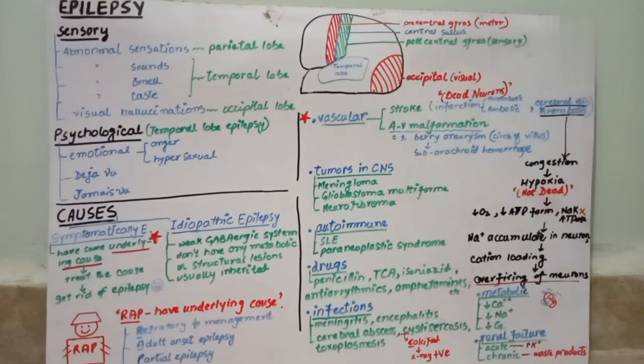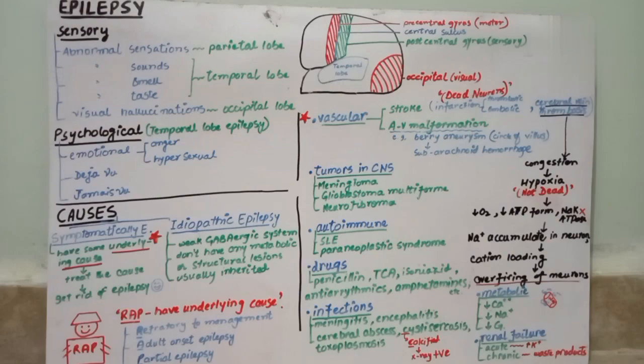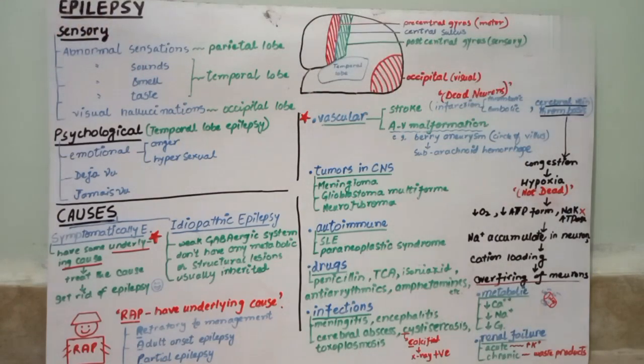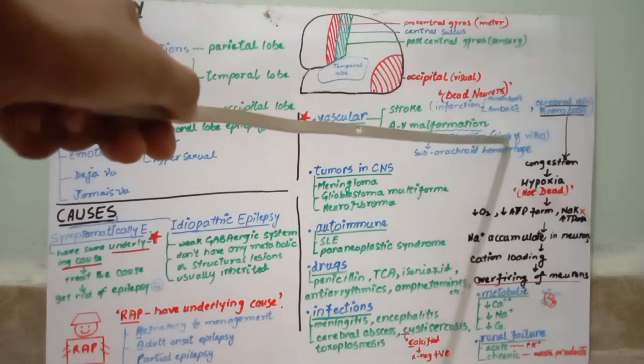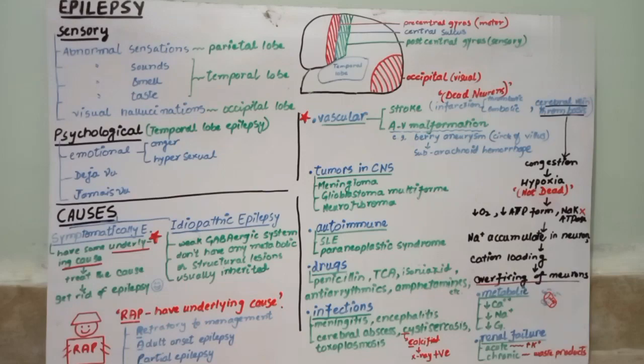In case of AV malformation, arteriovenous malformation, I gave an example of the Berry aneurysm. Berry aneurysm actually occurs in the circle of Willis. These are a combination of many vessels, and normally they are present in the subarachnoid area. And if the Berry aneurysm occurs in this circle of Willis, it can lead to subarachnoid hemorrhage and it can lead to epileptic attacks.